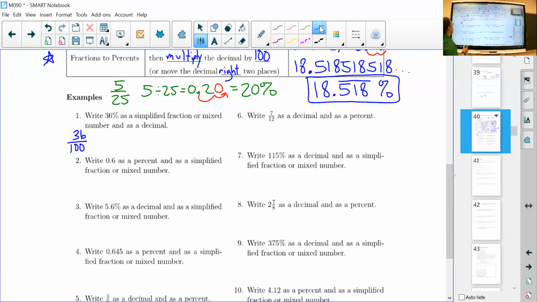Let's simplify it. What goes into both of those? I'll give you a moment to think about it while I get the red pen. And you might have seen 2, 4 also works. Either way, if you do 2, you have to take out another 2, but that's okay. We get 9/25. We wrote it as a fraction or mixed number. It's simplified. 9 and 25 are relatively prime. And we also want to write it as a decimal.